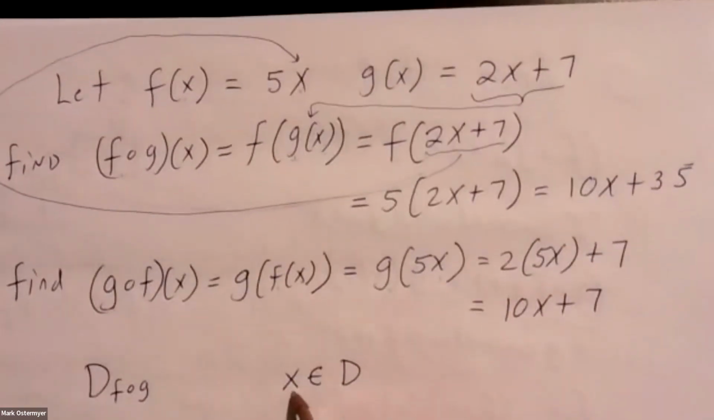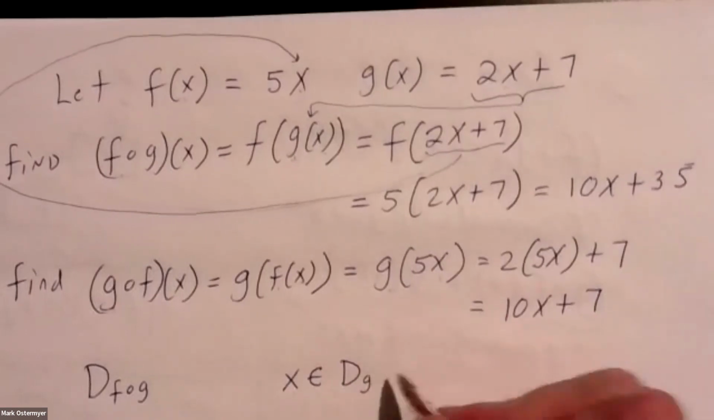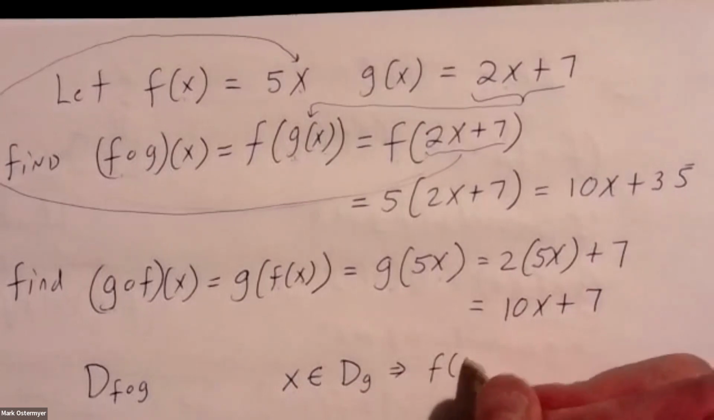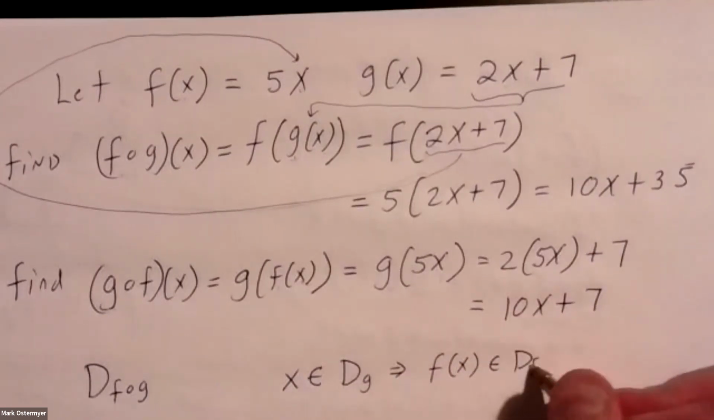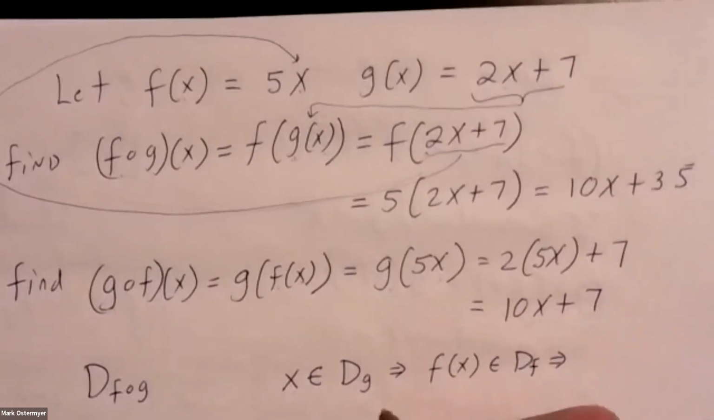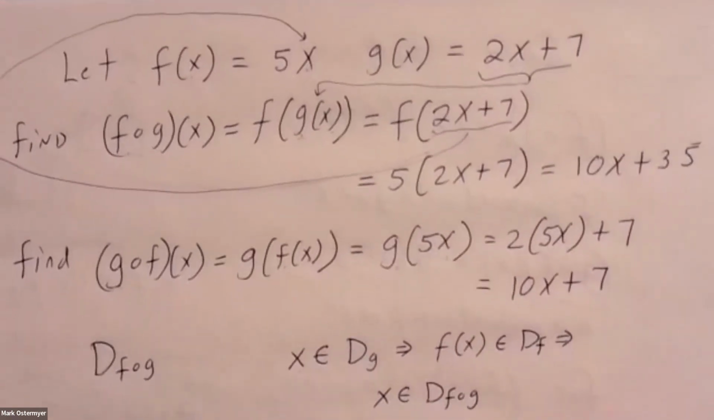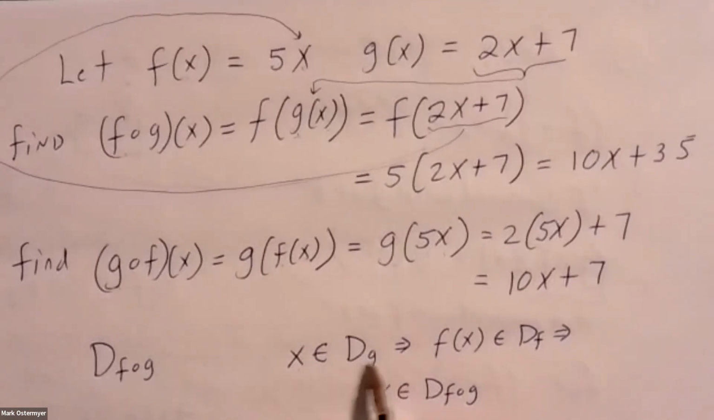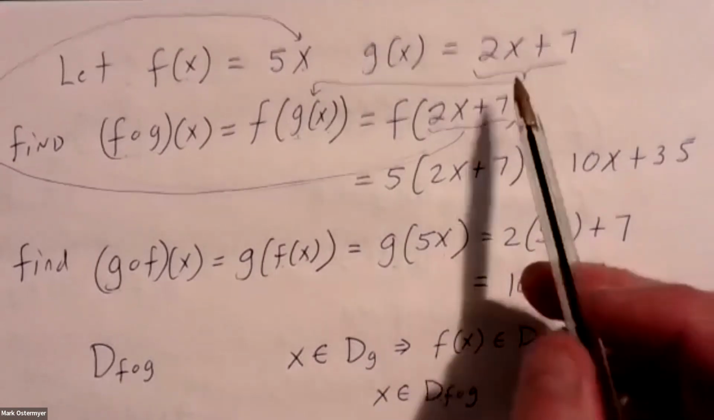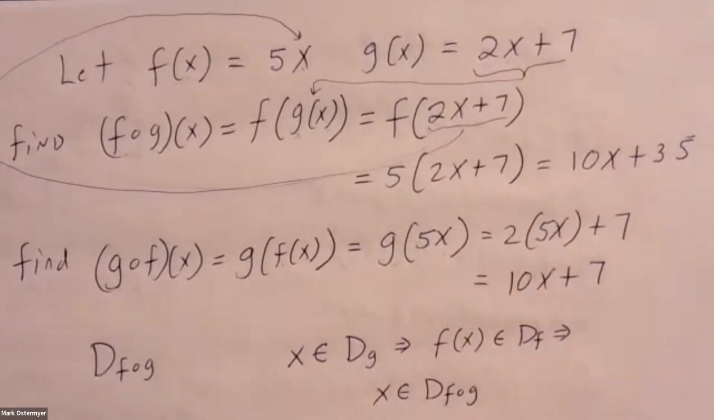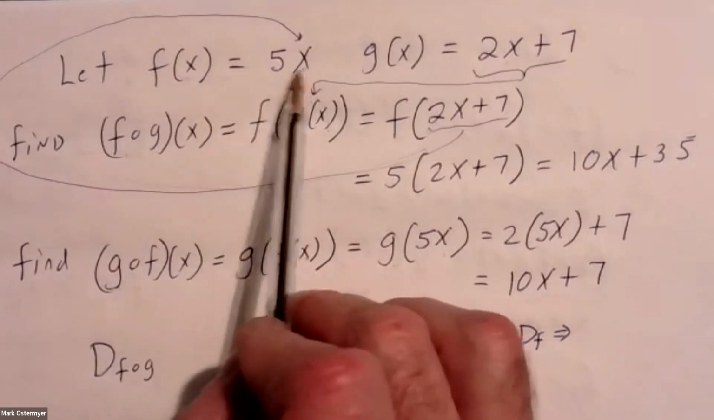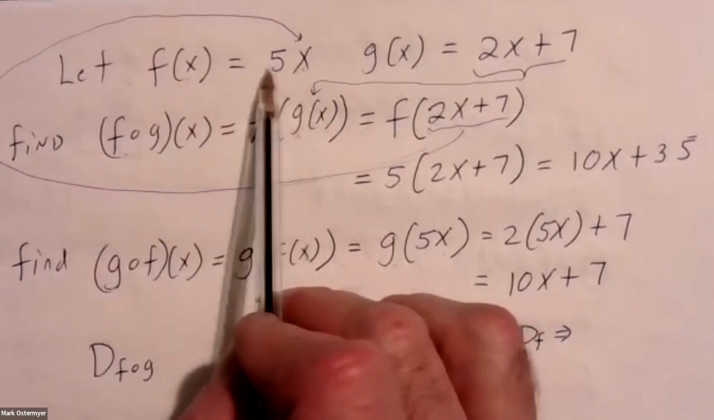So if x is in the domain of function g, this would then imply that g of x would have to be in the domain of function f, in order to imply that x would be in the domain of f composed with g. What is the domain of function g? Well, function g is a polynomial function. And so its domain is all real numbers. And if you take a real number and evaluate function f at that real number, what do you get? What's the domain of function f of x? It's also all real numbers.